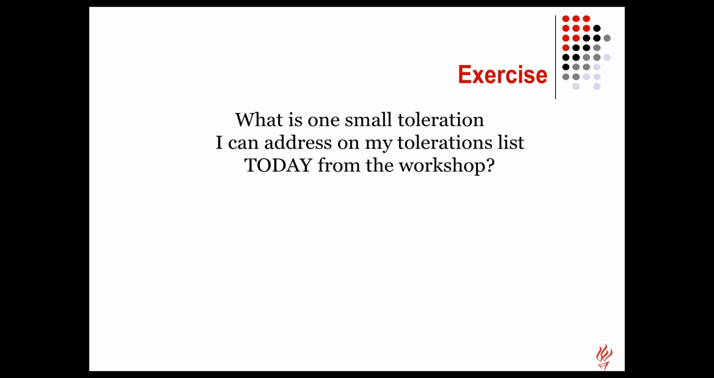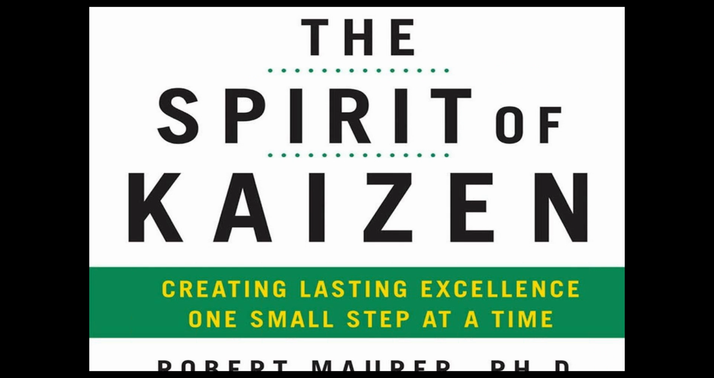So let's assume that you've completed that, and one of the exercises that we did during the workshop was what one small toleration can you do today from the workshop. So if you're following along, once again, pause this presentation and see what toleration you can go knock out right now. It might be something simple that you can make a phone call on, something that you can delegate to somebody, but go do that so it's taken care of right now. So great, hopefully you've knocked out that toleration.